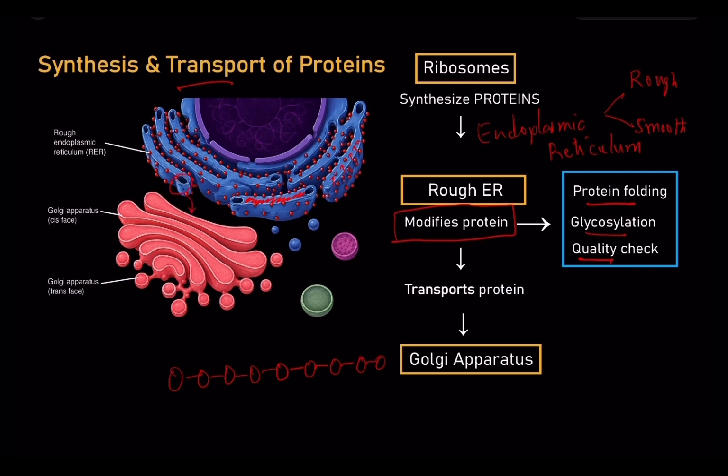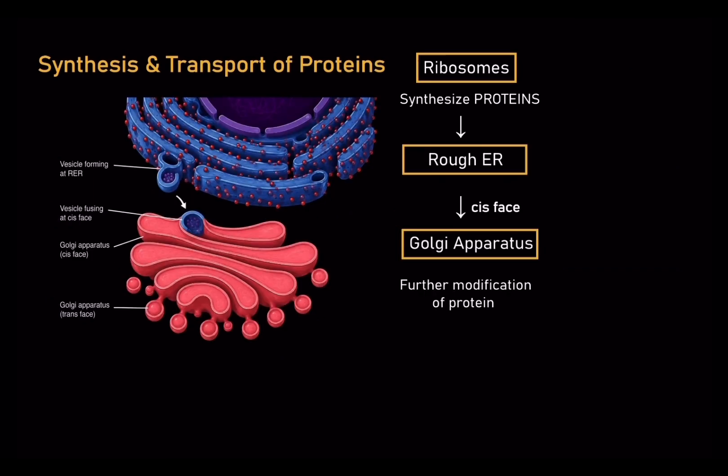The proteins now need to be sorted, packaged, tagged, and final modifications need to happen so that they wind up in the right place. So this sorting, tagging, and packaging of proteins takes place in the Golgi apparatus. The Golgi apparatus has two phases.